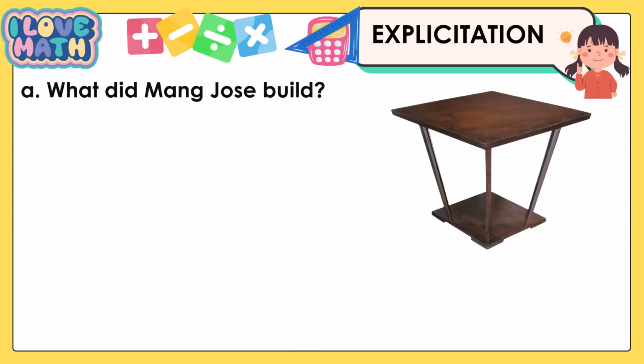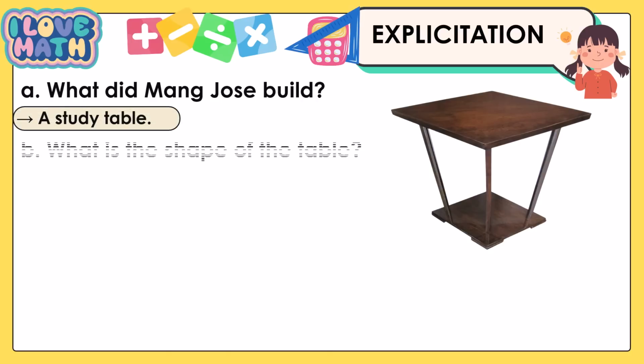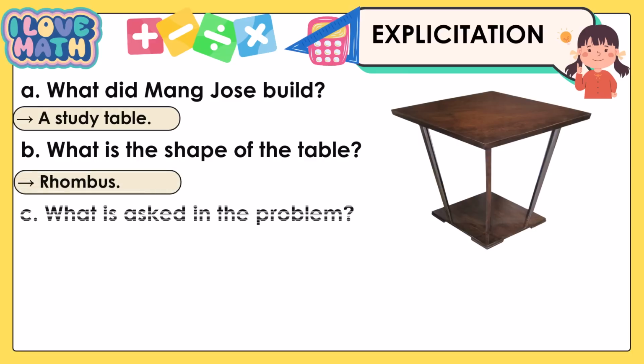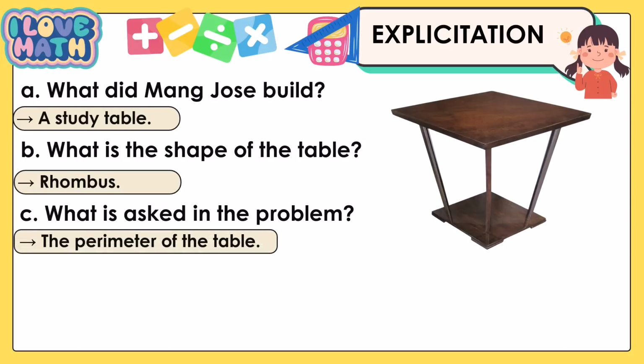Let us answer. A. What did Mang Jose build? The answer, a study table. B. What is the shape of the table? The answer, rhombus. C. What is asked in the problem? The answer, the perimeter of the table.